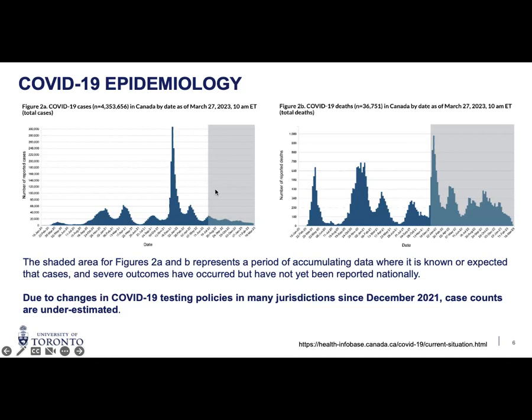Of note, the shaded area for figures 2A and 2B represents a period of accumulating data where it is known or expected that cases and severe outcomes have occurred but have not yet been reported nationally. So these data may not completely reflect what is happening all over Canada. And also the Canadian government website indicated that due to changes in COVID-19 testing policies in many jurisdictions since December 2021, case counts may be underestimated.